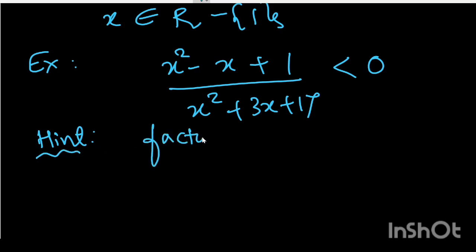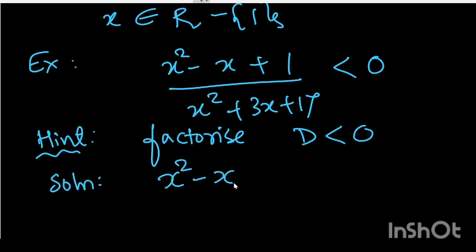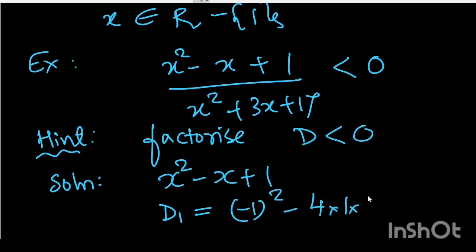You will try to factorize, but the thing is, as you observe, we won't be able to factorize because the discriminant in both cases, in the numerator as well as in the denominator, is negative, guys. Since it is negative, what discriminant is negative? In the solution, if you see the quadratic in the numerator, the discriminant, let's say D1, b² − 4ac, which is (−1)² − 4 × 1 × 1 = −3, is negative.